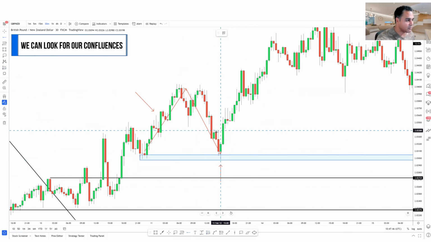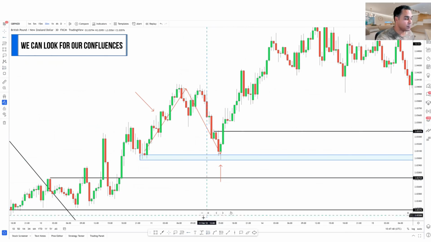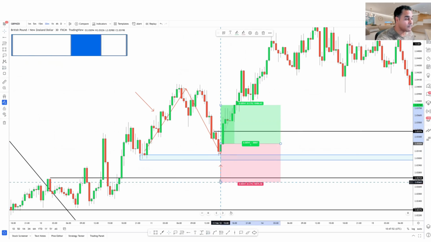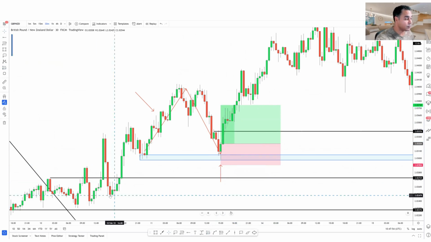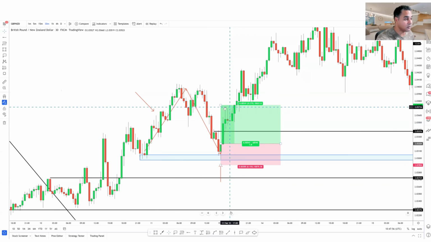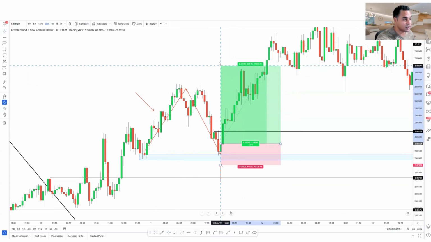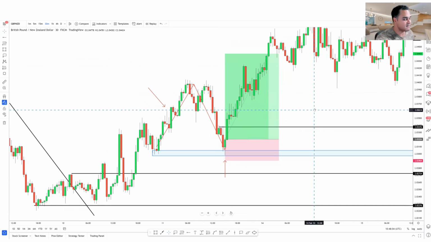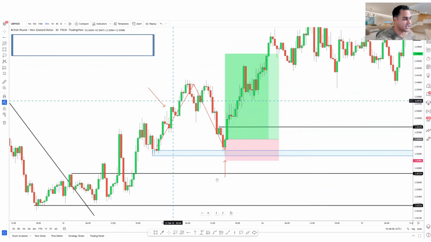Some people may be looking for the break above structure. Some people may just be looking for the bullish candle close. Whatever it may be, you can now confirm that the bulls are officially involved in the market, and then you can execute your trade however which way you want to do it. Now, in terms of execution, I'm not going to talk about that today. We can save that for another video. But the point here is this.